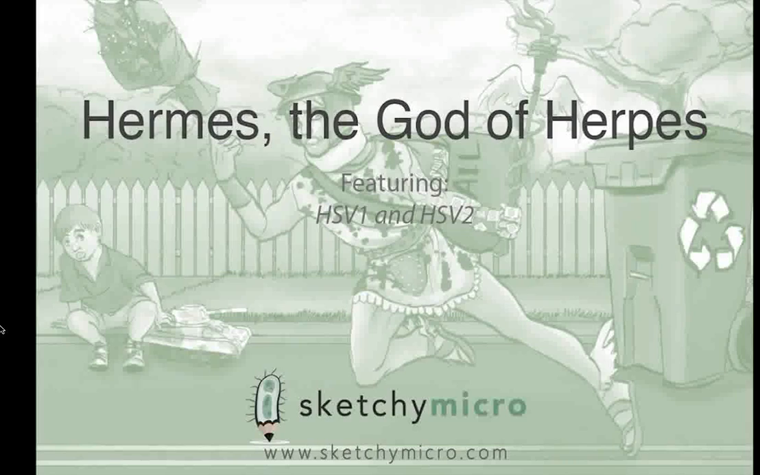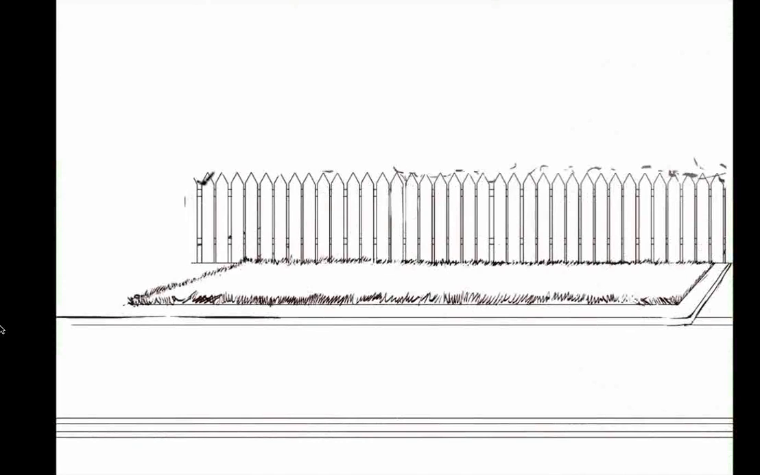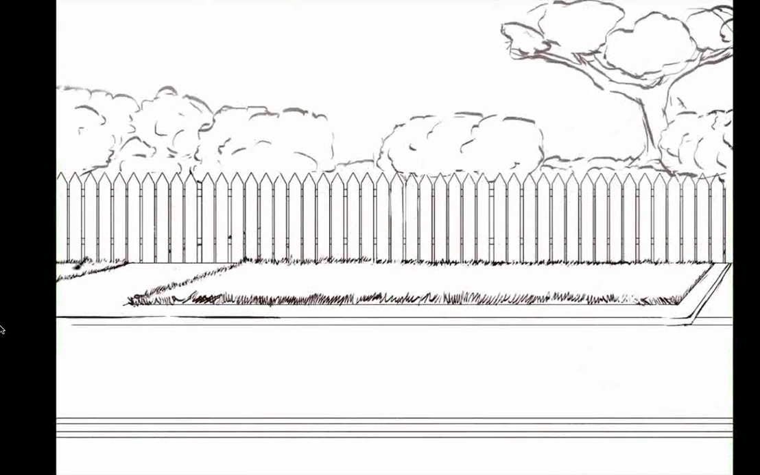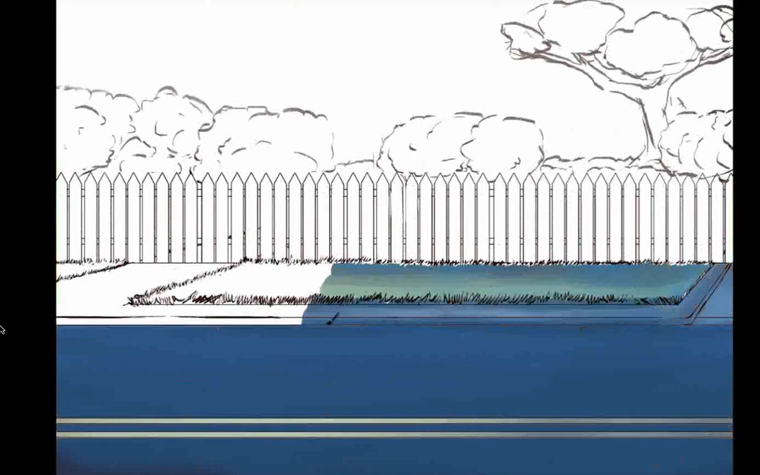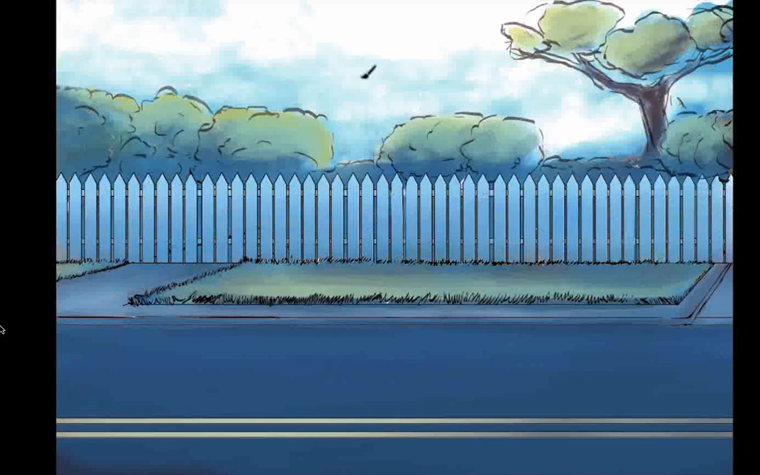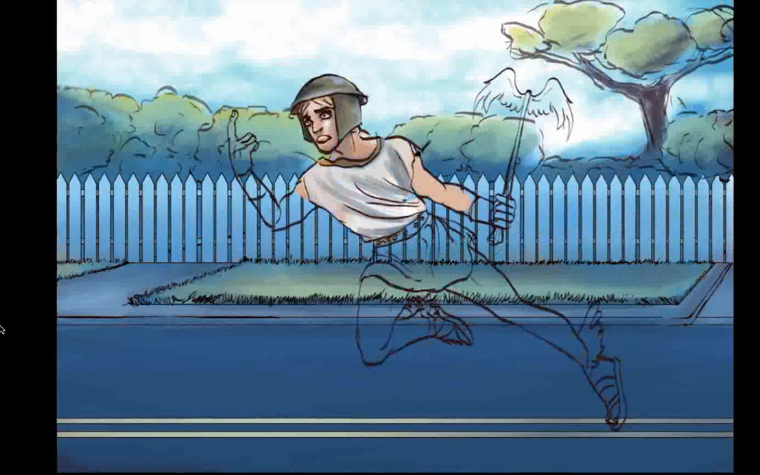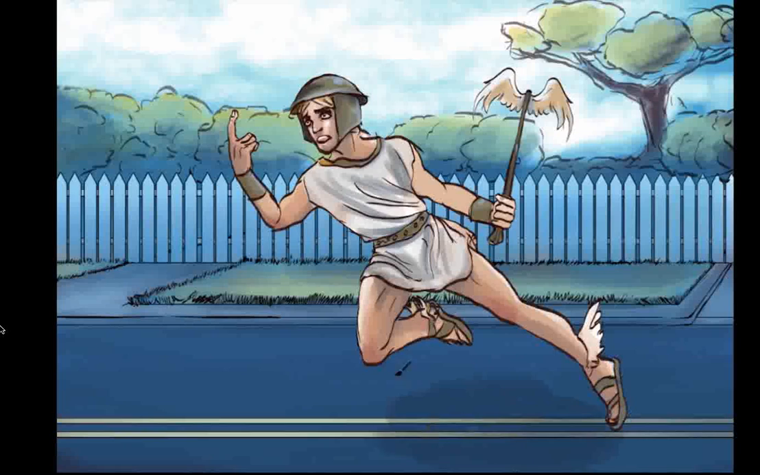Anyway, our protagonist for this sketch is going to be Hermes, the ancient Greek messenger god. His name has an uncanny resemblance to herpes, and herpes too is a messenger of sorts, in that if you have it, it's telling you that maybe you should take it easy on the old Tinder. Whenever you hear herpes, it should be easy for you to think of your new friend, Hermes.